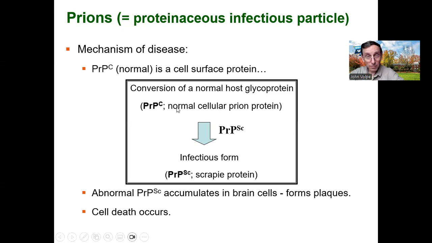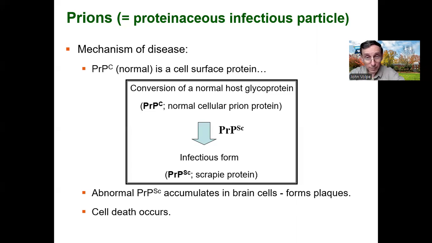And when the normal cellular protein, PrP superscript C, comes into contact with the prion form of the protein, PrP superscript SC, SC standing for scrapie, the scrapie protein can transform the shape of the PrP superscript C protein into the shape of the PrP superscript SC protein, or the scrapie protein. And the only difference between the PrP superscript C and the PrP superscript SC, meaning the prion protein, is the folding of the protein. They have the same amino acid sequence. Any question about any of that?